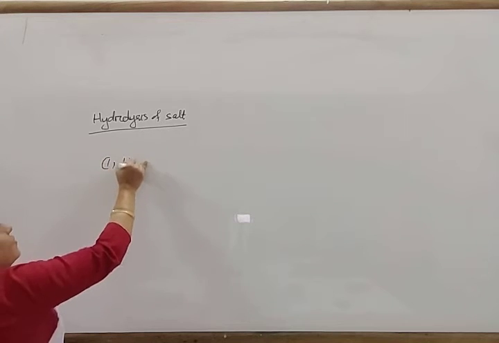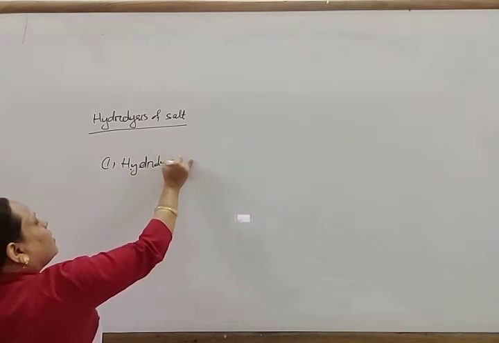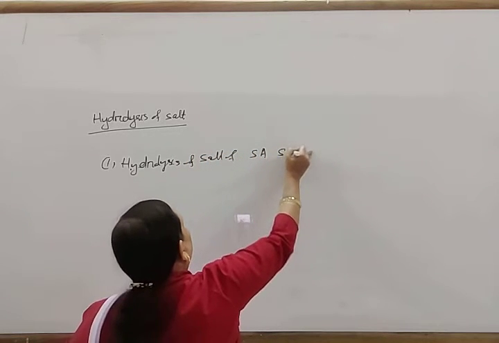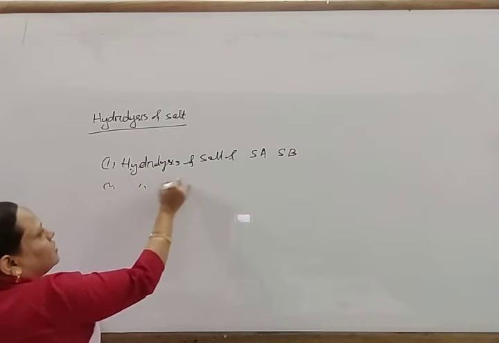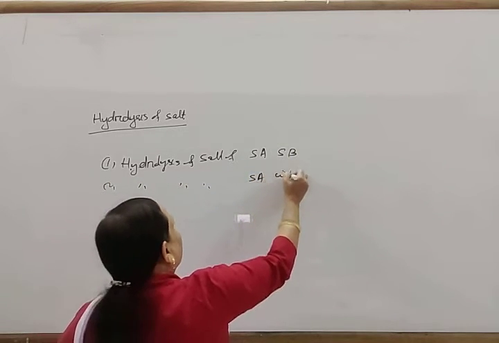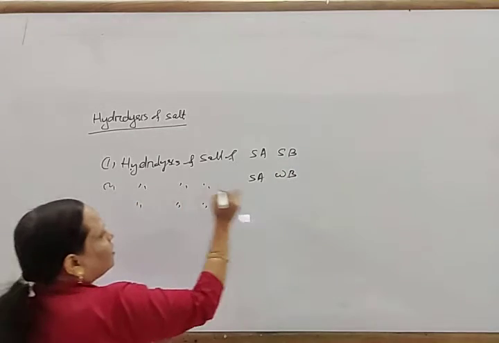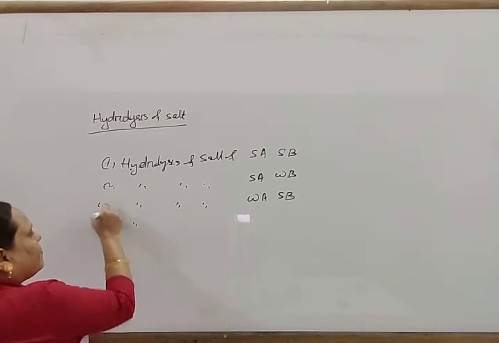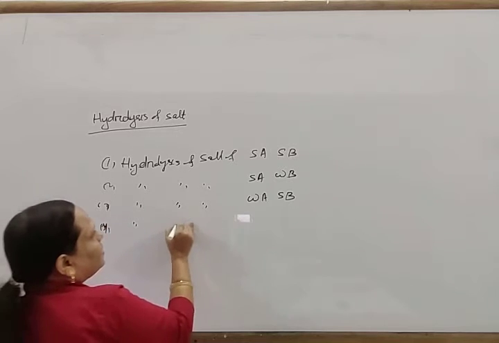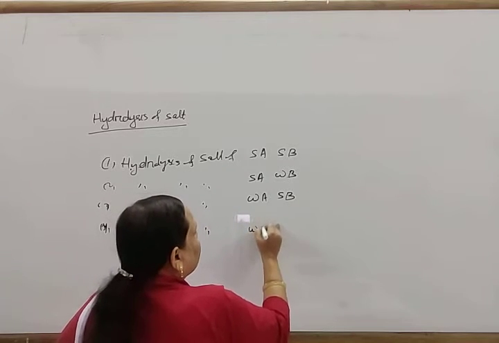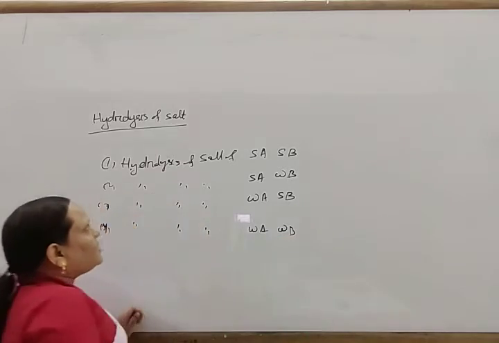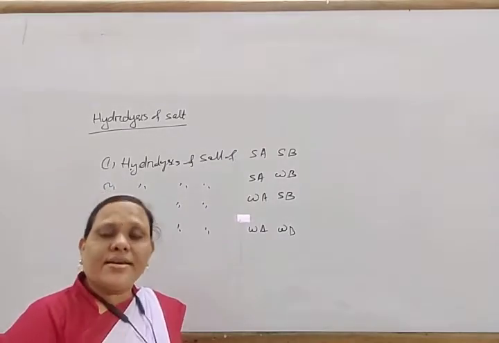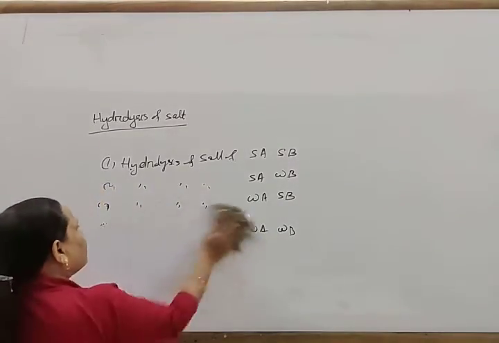One, hydrolysis of salt of strong acid and strong base; or hydrolysis of salt of strong acid and weak base; hydrolysis of salt of weak acid and strong base; or hydrolysis of salt of weak acid and weak base. So in this way, as there are different types of salts, hydrolysis may also be of different types. Let us illustrate them one by one.